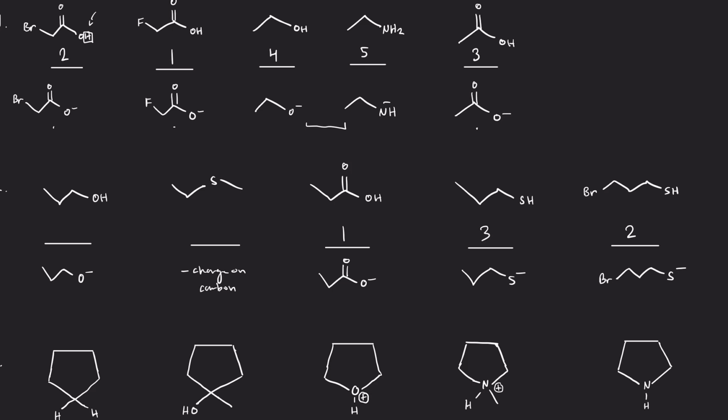And then here we're comparing the O minus and the negative carbon. Negative carbon is not stable, right? So our oxygen one will be 4, and then our negative carbon will be 5, right?